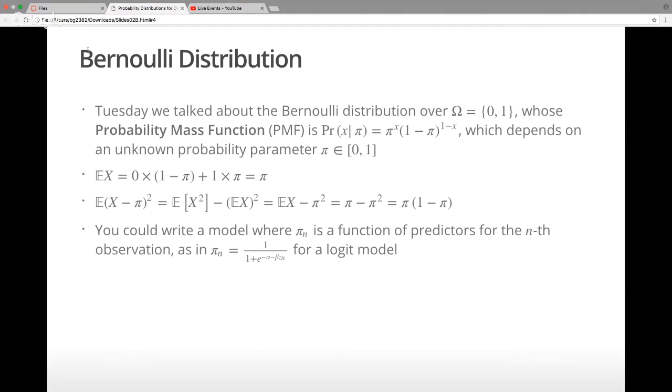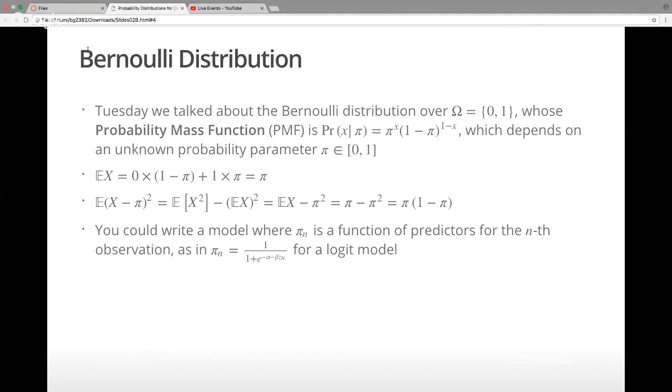And the probability mass function for the Bernoulli distribution can be written as pi raised to the power of x multiplied by 1 minus pi raised to the power 1 minus x. And so once you have the probability mass function, it's a relatively straightforward thing to evaluate the expectation of that random variable, or some expectation of a function of that random variable.